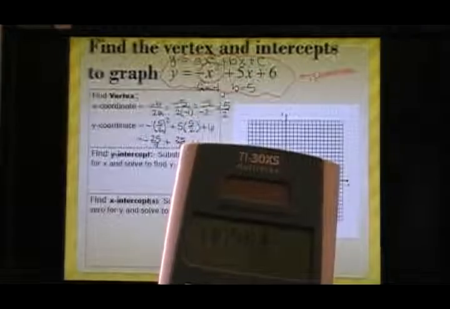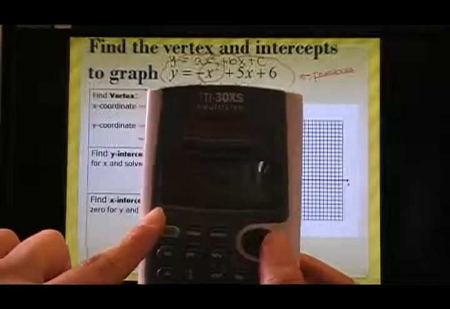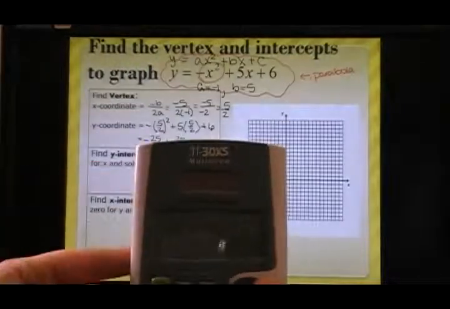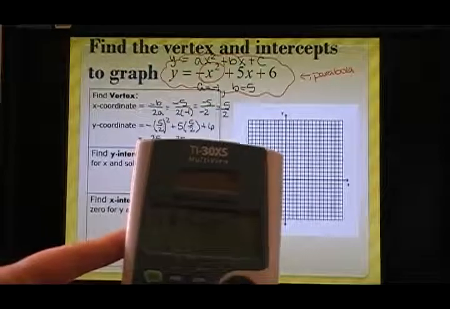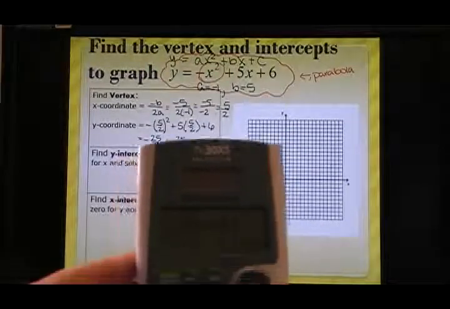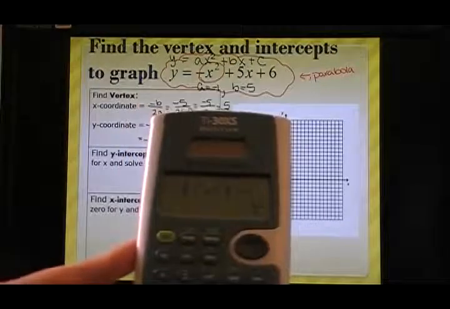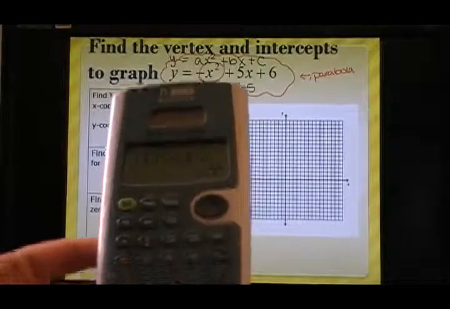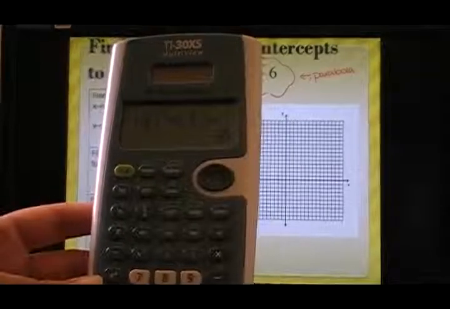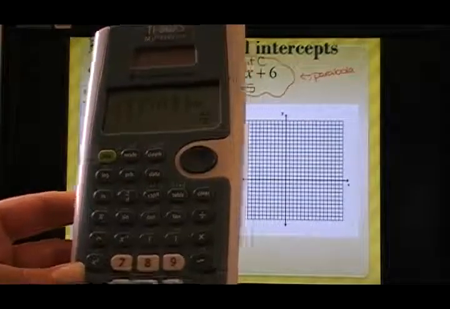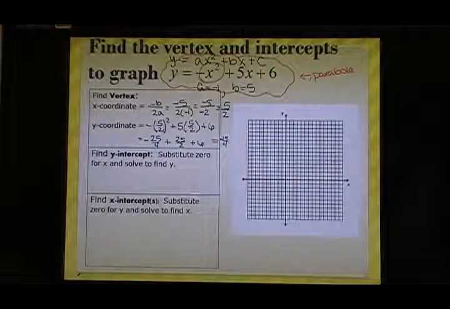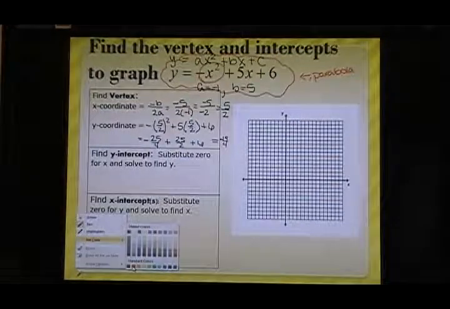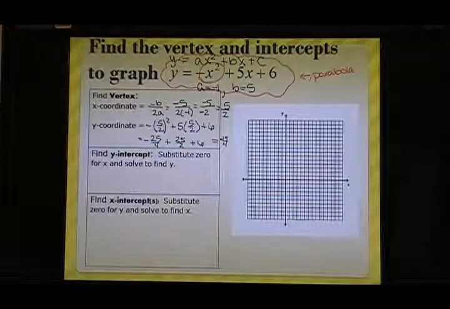So that would be the opposite of 5 halves, but you have to make sure that what you type in is exactly the same as what you see. You have to be careful with how you input, because how you input it, you're telling your calculator what it should do. And if you don't input right, you're going to tell it to do the wrong things. So when we input 5 halves, the corresponding y value is 49 over 4. Okay? So the vertex for this parabola is at 5 halves, 49 fourths.